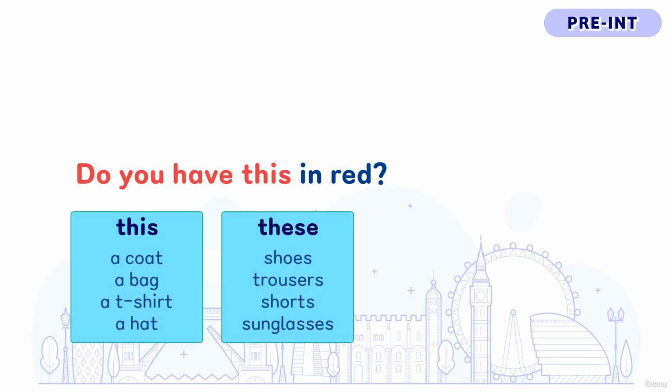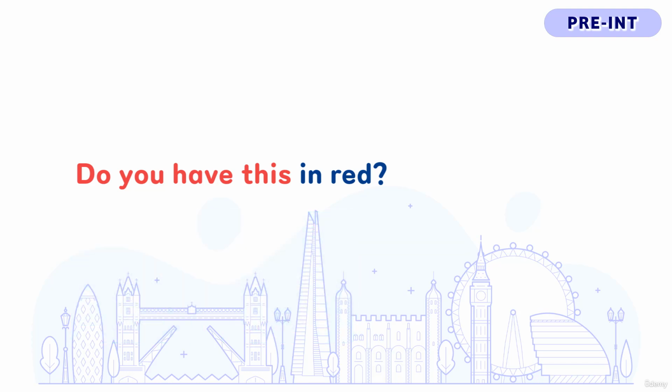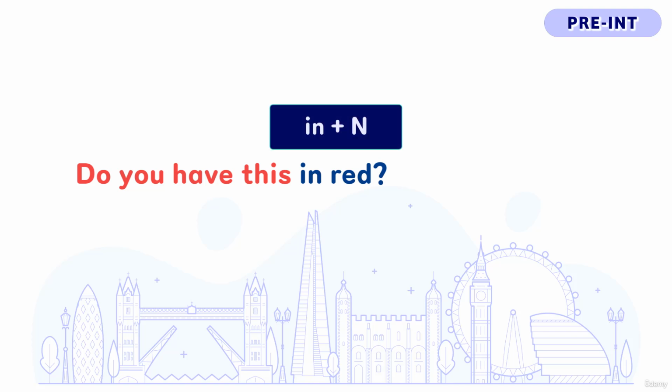If the item is singular, such as a coat or a bag, we can use the pronoun this. But if the item is a plural item, such as shoes or trousers, we can use the pronoun these. After this first part, we use in plus noun to ask if the store has the item in a particular color or size. This question uses the noun red to ask if the store has the item in color red.